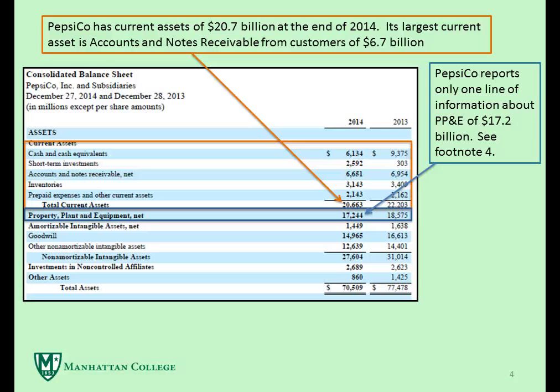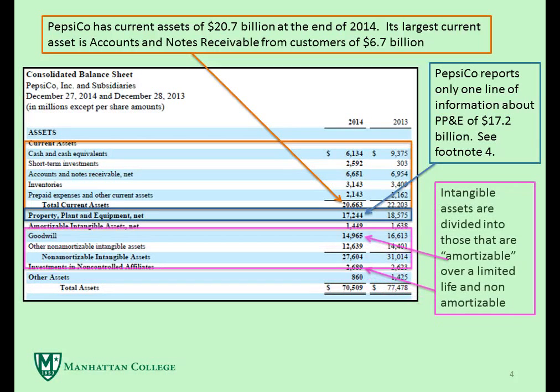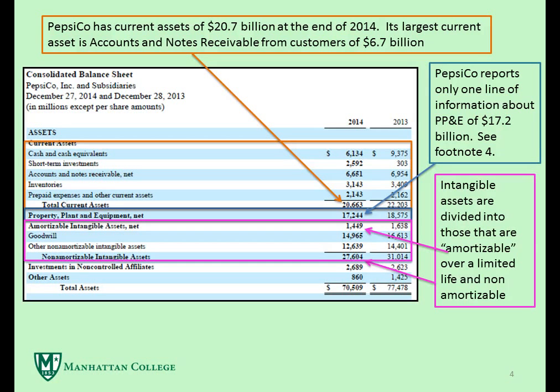PepsiCo gives you a fair amount of information, although they don't summarize the intangible assets in one lump sum. These are assets, remember, that do not have physical substance. These are usually rights, and they provide future benefits. Some of these have limited lives, and they're intangible assets that are amortized. Not many, though, about $1.45 billion. These are things like a patent that would wear out, or a license or a franchise that has a limited life.